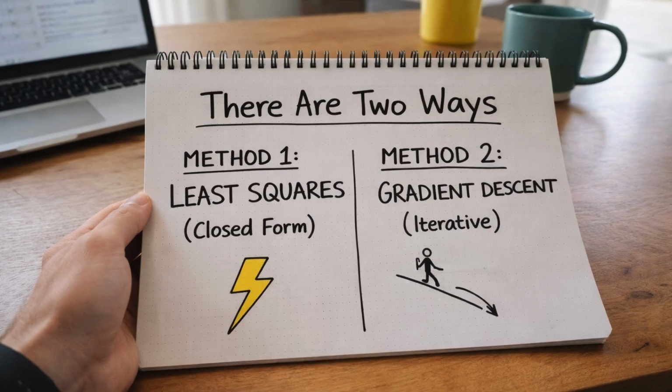Now that we understand the equation y equals mx plus b, the real question is, how do we actually find m and b? There are two main ways to do it. One is called the method of least squares. The other is called gradient descent.